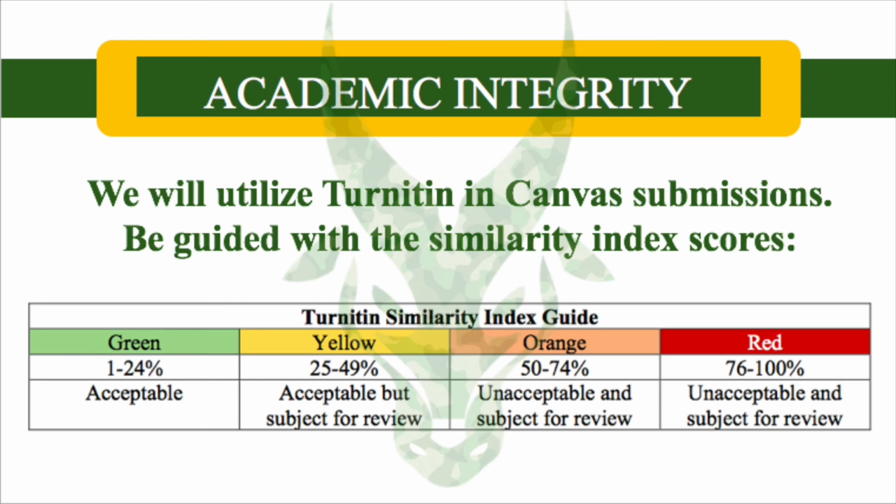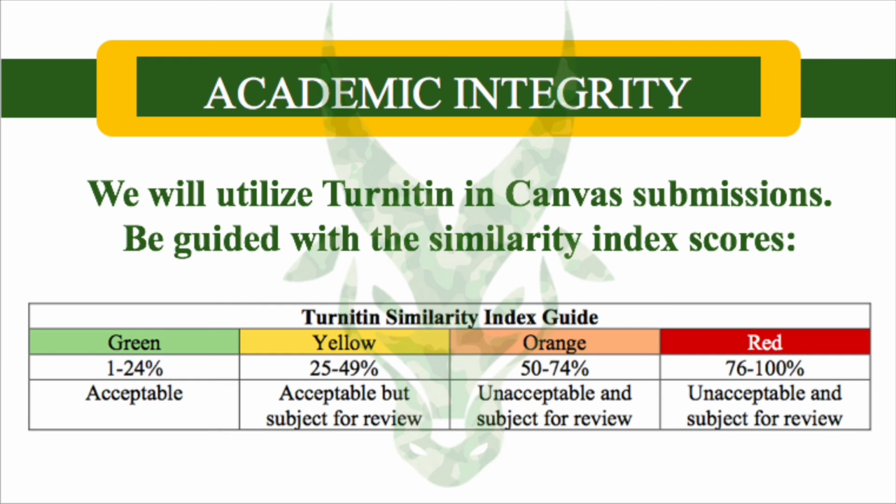So, green is still acceptable. Yellow, acceptable but subject for review, but the red flags are the orange and the red one. They are unacceptable and definitely subject for review. There are cases wherein students have 100% similarity index. For example, they are group mates. They submitted separately, so it's fine with me. So do not get me wrong.